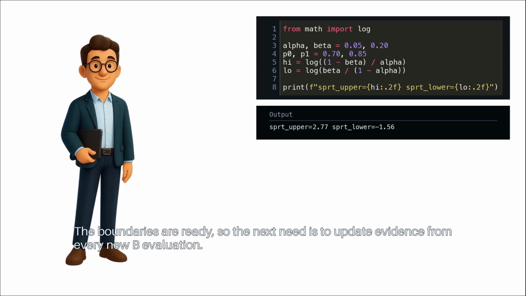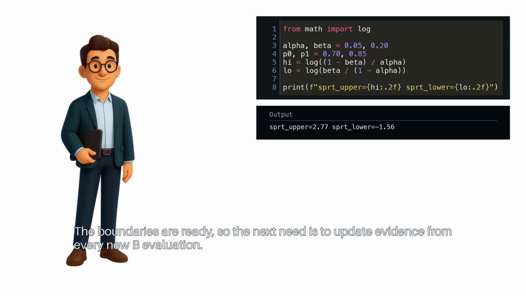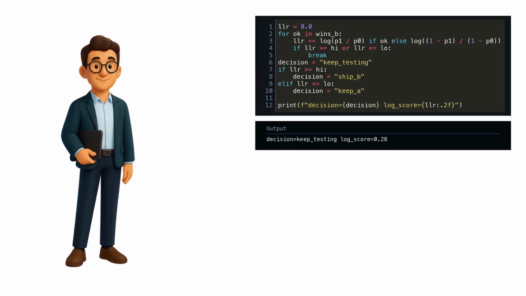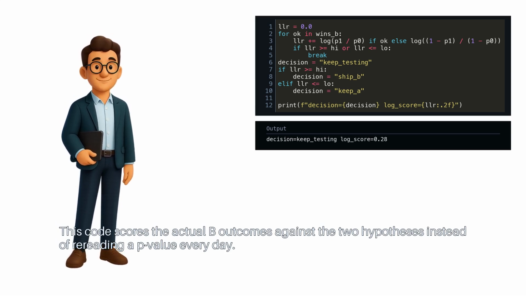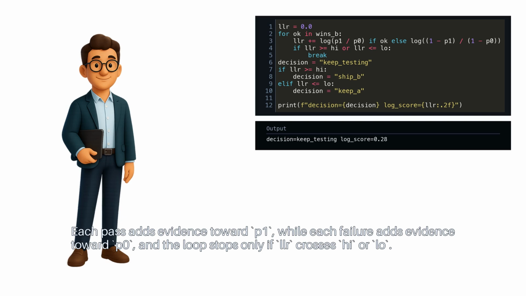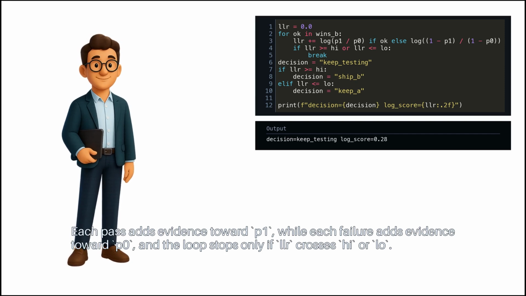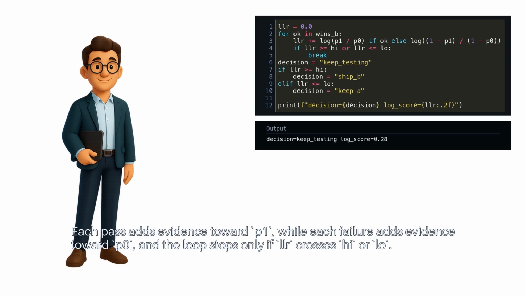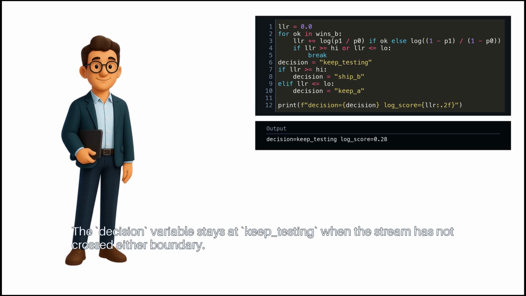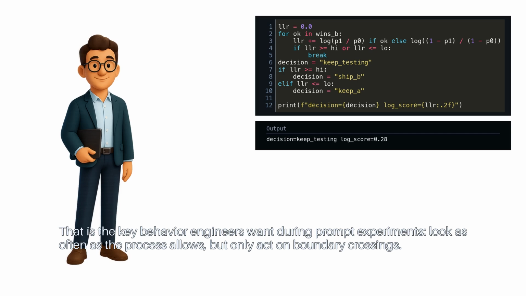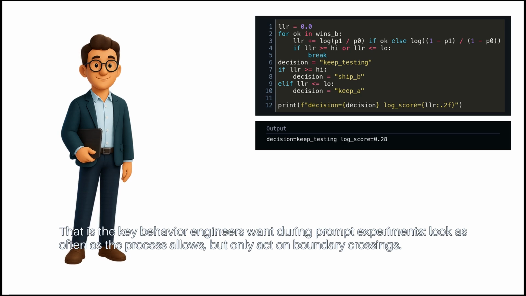The boundaries are ready, so the next need is to update evidence from every new B evaluation. This code scores the actual B outcomes against the 2 hypotheses, instead of rereading a p-value every day. Each pass adds evidence toward P1, while each failure adds evidence toward P0, and the loop stops only if LLR crosses high or low. The decision variable stays at keep testing when the stream has not crossed either boundary. That is the key behavior engineers want during prompt experiments.